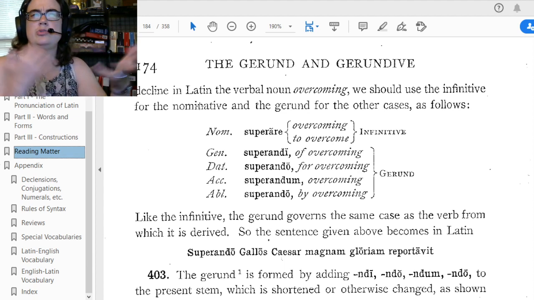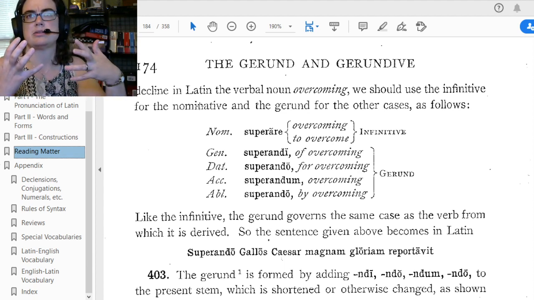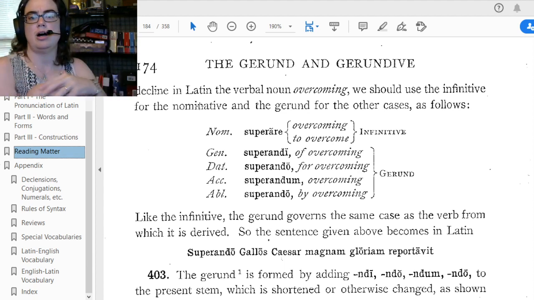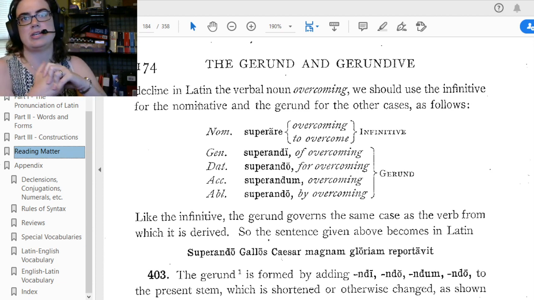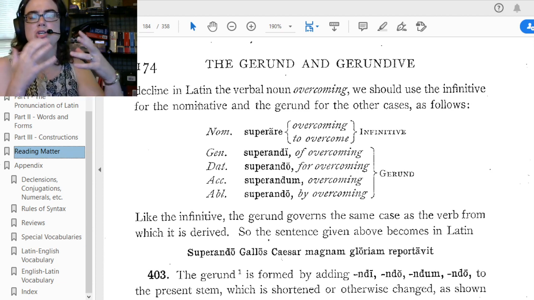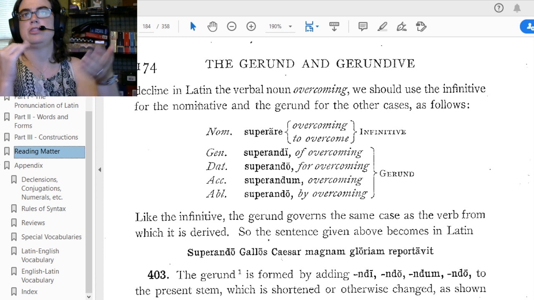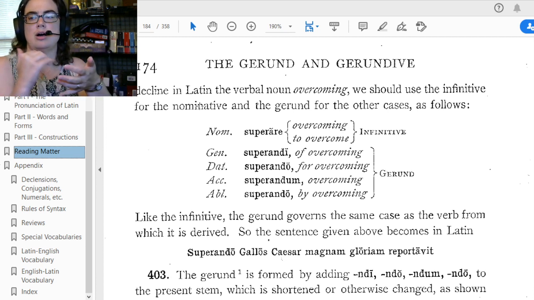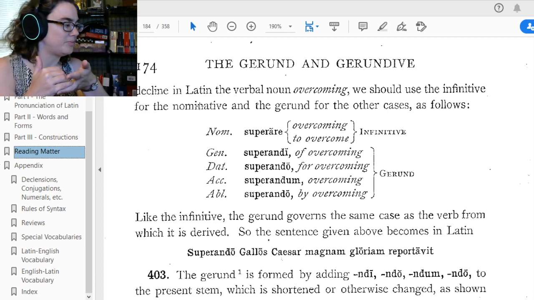So how do you get the gerund? Well, that nd of the word is your hint. We're actually using what looks like the future passive participle.